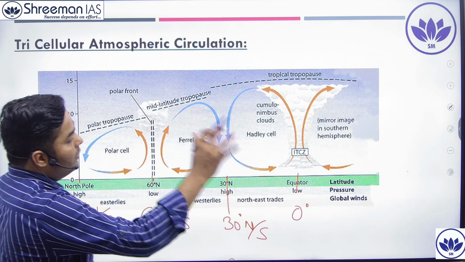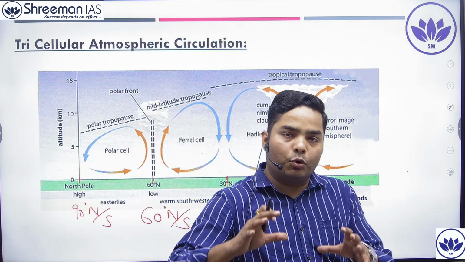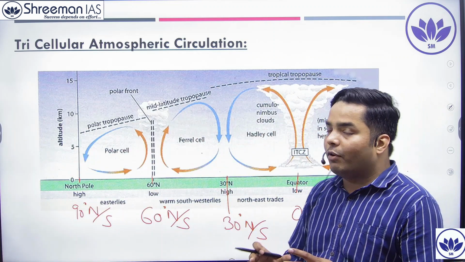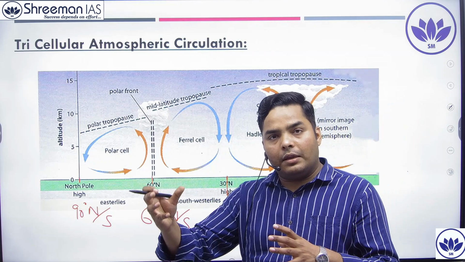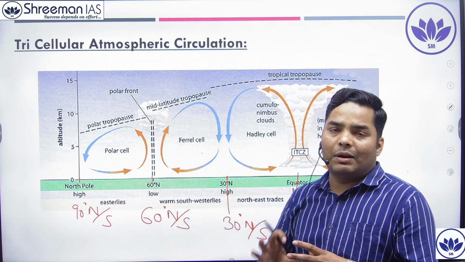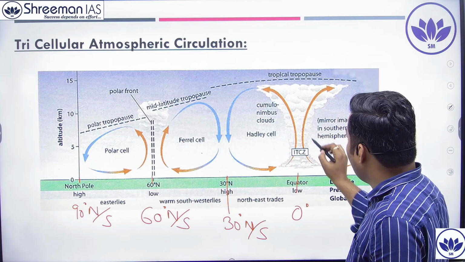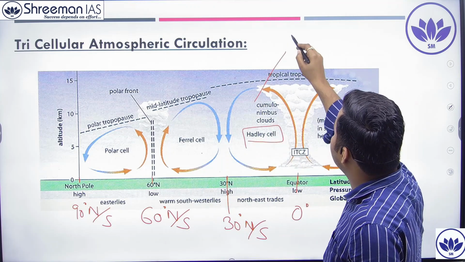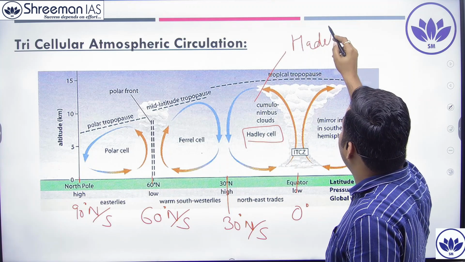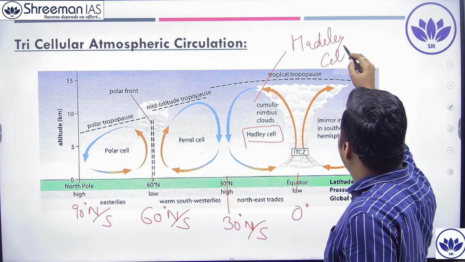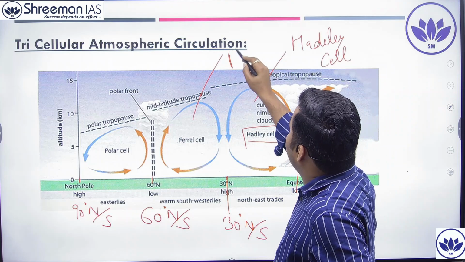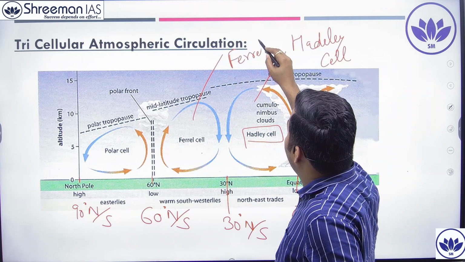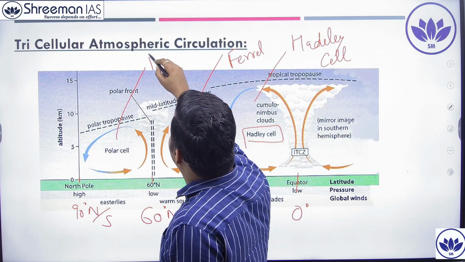It means over the earth planet there are a total of 6 cells formed, 3 in the northern and 3 in the southern hemisphere. The very first cell is called Hadley cell. This is Hadley cell. Second one is Ferrel cell. Next is polar cell.